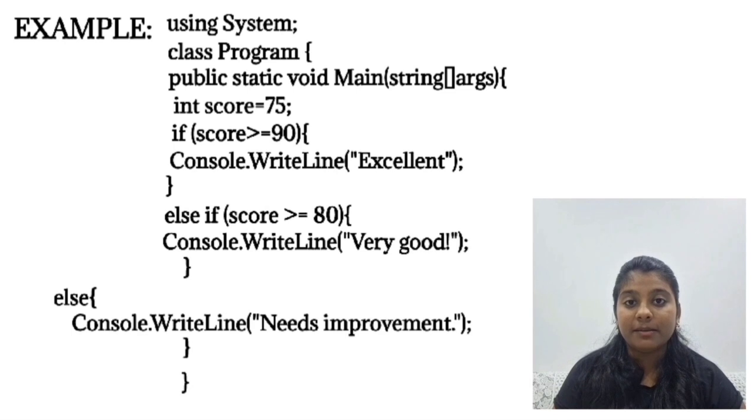So condition 1 will be false, and it will go to the next condition. In the else if you can see condition 2, which is score greater than or equal to 80, which is again a false condition. So it won't be executed and it will go to the else block. The else block will be executed and it will print "Needs improvement".